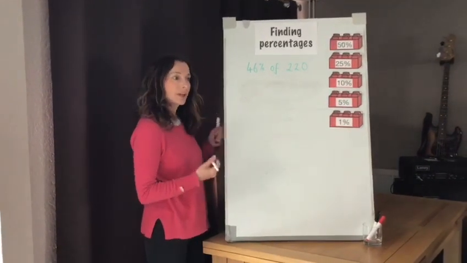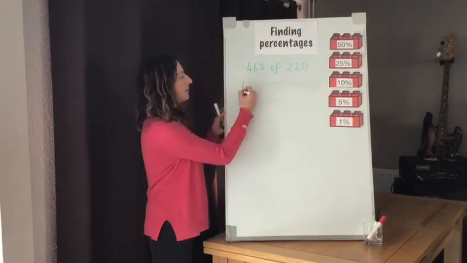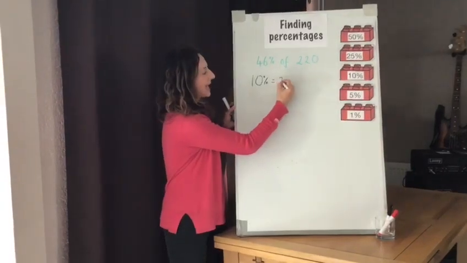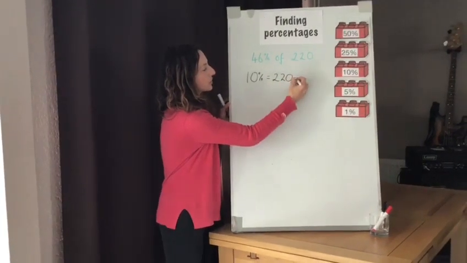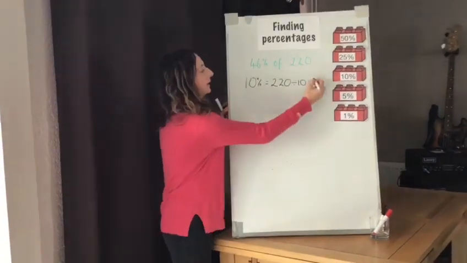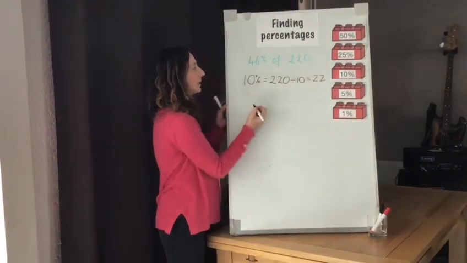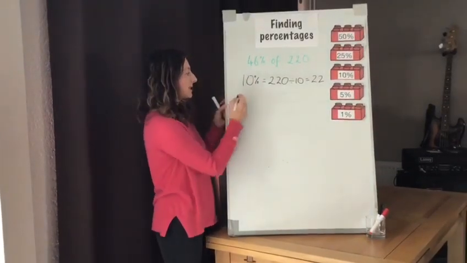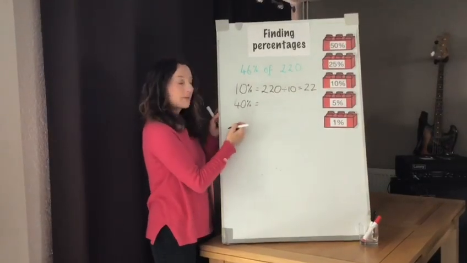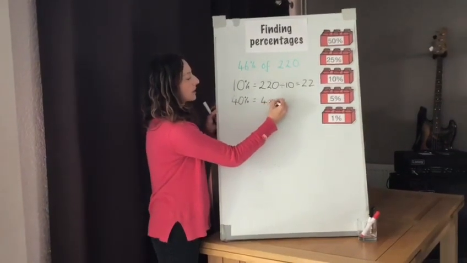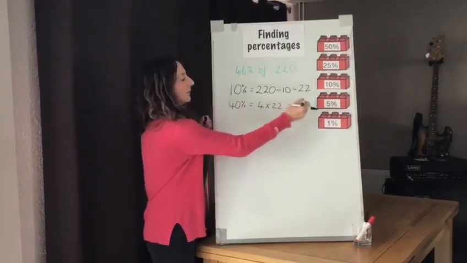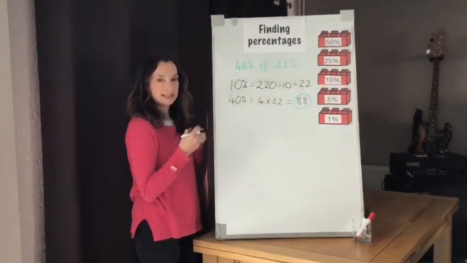What we're going to start with is 10%. And remember, to find 10% of a number, we're going to divide that number by 10. So we have 220 divided by 10. We do it mentally using our place value. That gives us 22. But we want 40%. So we are going to need to multiply our 10% by 4. So we have 4 times 22, which gives us 88. So we've got our 40%.